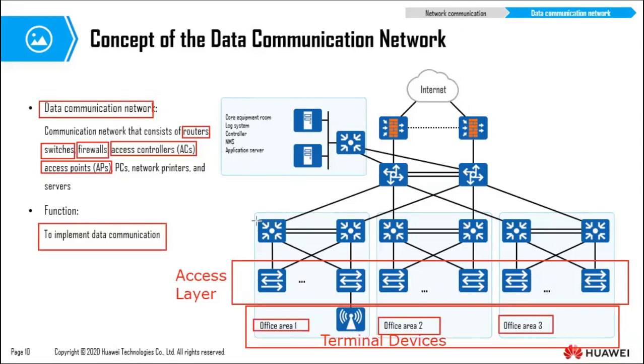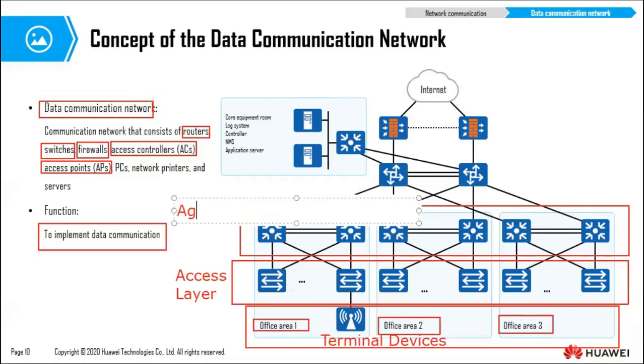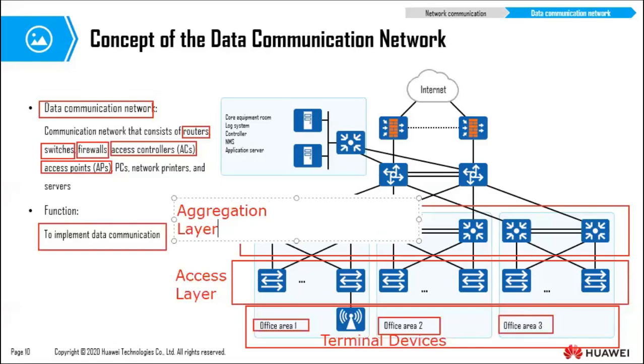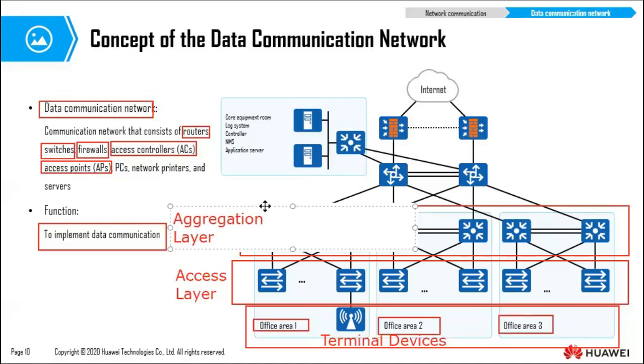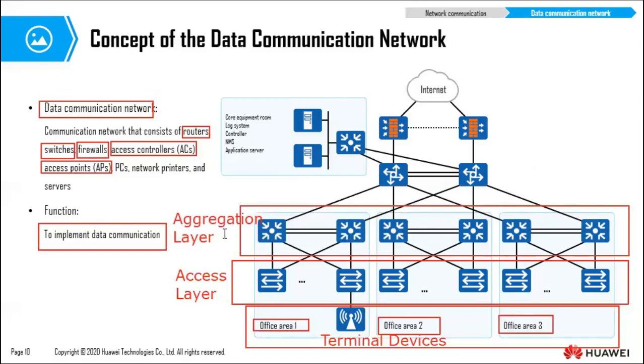Now, after the access layer, normally we have another layer that will receive traffic from multiple switches that are connecting the terminal devices. This particular layer is used to receive a lot of high and fast traffic. This layer is normally called the aggregation layer. Some material may refer to it as the distribution layer because it's used to distribute traffic that has been received from the lower layer.